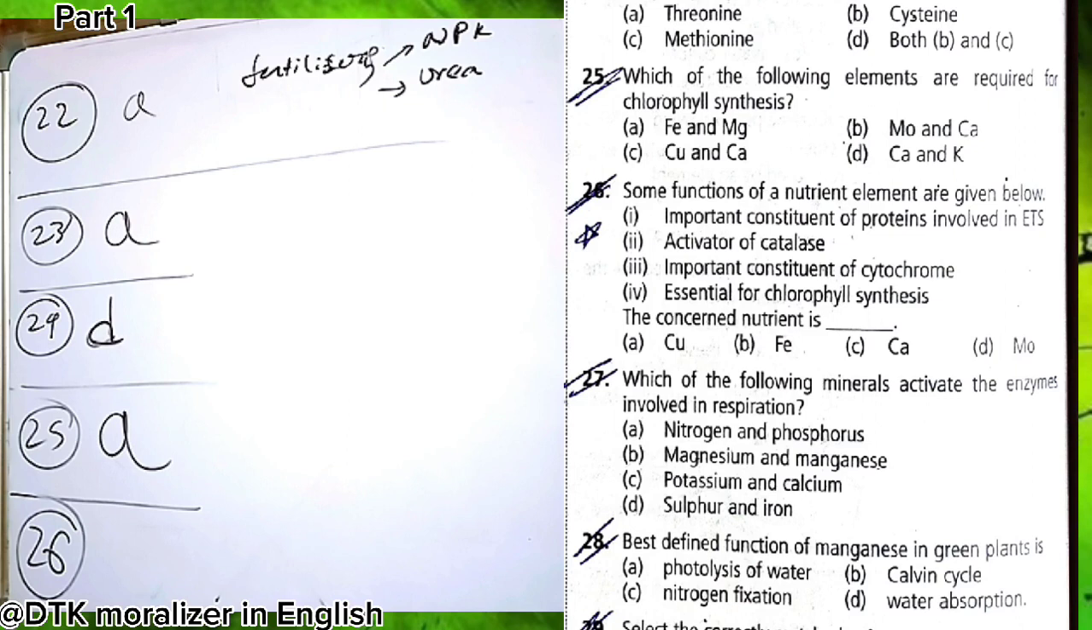Here, as you can see, check the options: copper, iron, calcium, molybdenum, and activator of catalase here, and essential for chlorophyll synthesis. Here magnesium is not mentioned in the options. So iron would be the right answer for all these criteria. So option D would be right.